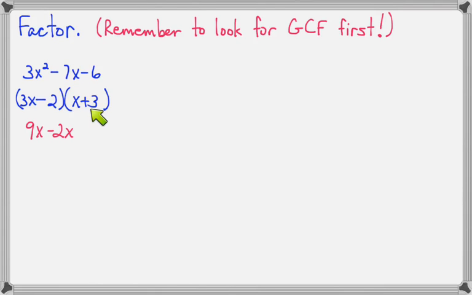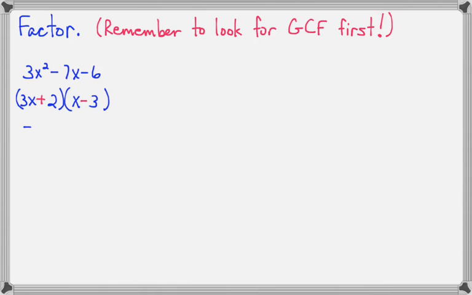Okay, outer times outer is going to give us 9x. Inner times inner is going to give us minus 2x. That's going to add up to 7x. Now this is good because we got the number we wanted, but it's not the right sign. We wanted negative 7x. Well, this is an easy fix. When you get the number you want, but it's not the right sign, simply trade signs. That means all your numbers are in the right place. All you have to do is change signs.